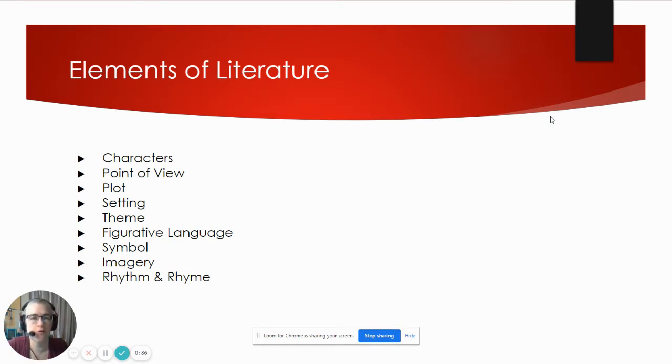So you're looking for those literary elements: characters, point of view, parts of the plot, the setting, the theme, the figurative language, if there is any, the symbols that actually appear in the story, the imagery that appears, the rhythm and the rhyme, especially if it is poetic or meant to be a poem. Those elements of literature are your focus.